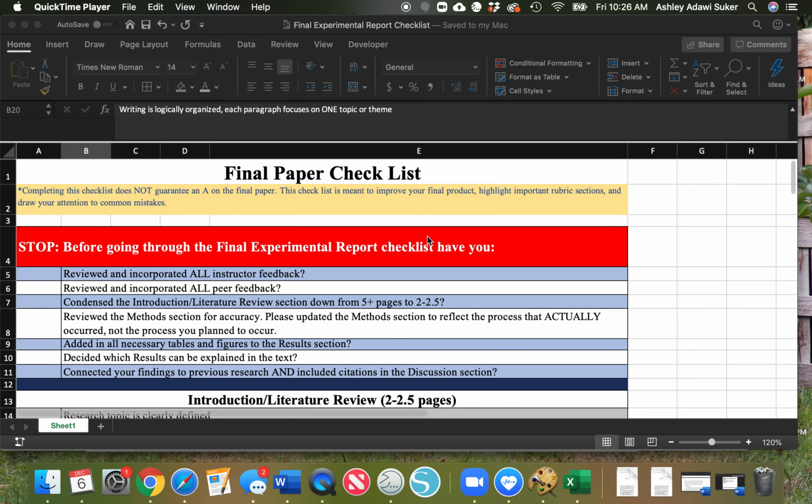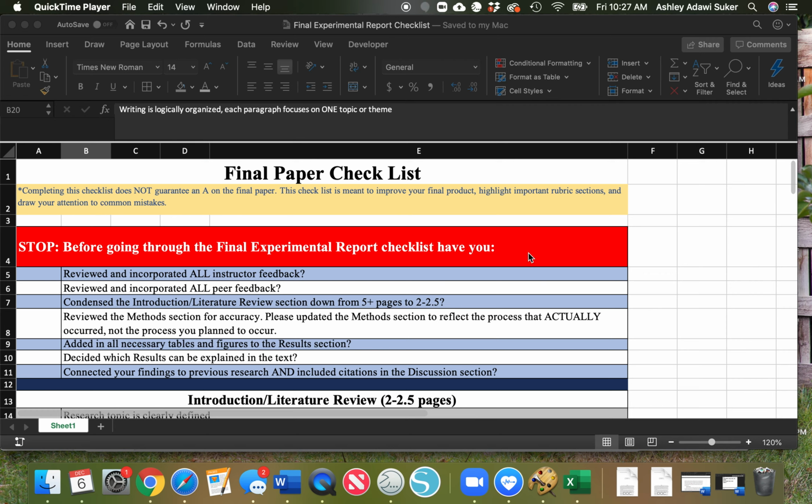I'm going to take you through this final paper checklist, the final experimental report checklist. It's a tool that you are not required to use, but I think would really help you as you prepare for this final experimental report. Remember, this assignment is worth 350 points, so you want to do well on it because it will greatly impact your grade. Okay, let's get started.